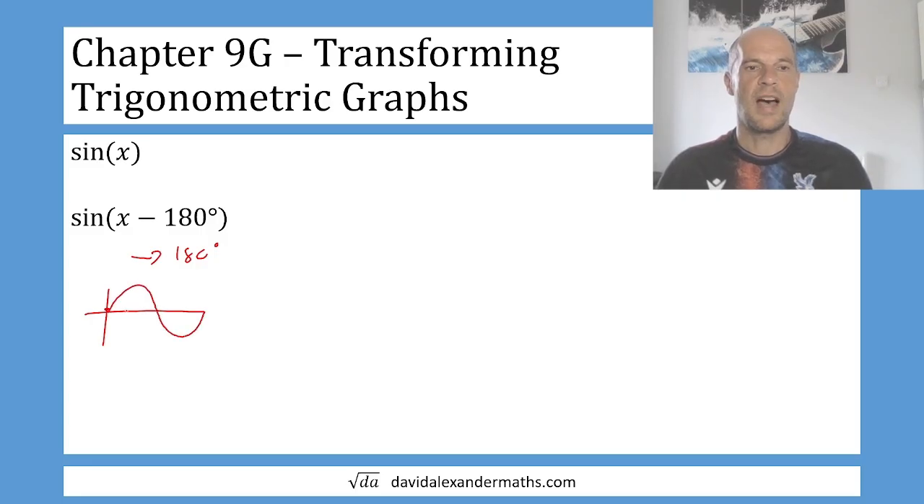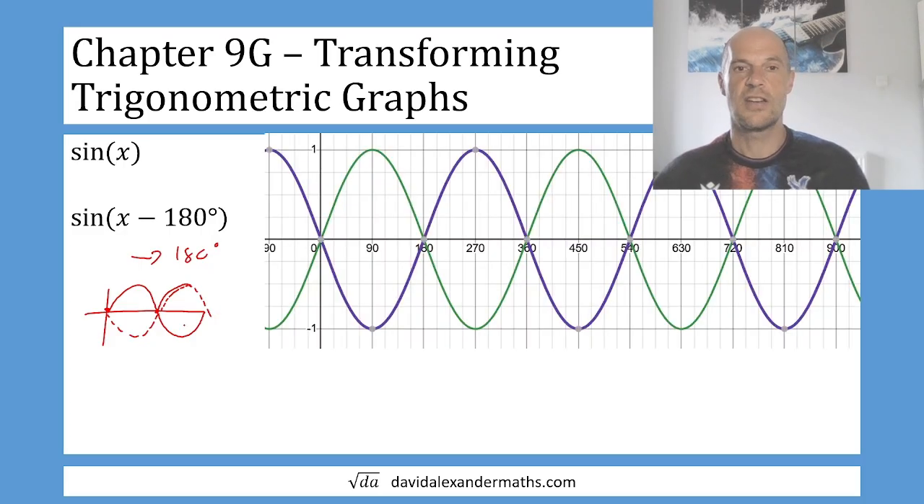So if I just shift this, so this is 0, this is 180. So therefore this point here will start here. So actually, maybe if I just do this as a dashed line. There we go. So the sine of x minus 180 degrees, we can see that is actually a reflection in the x-axis. So there we have it.